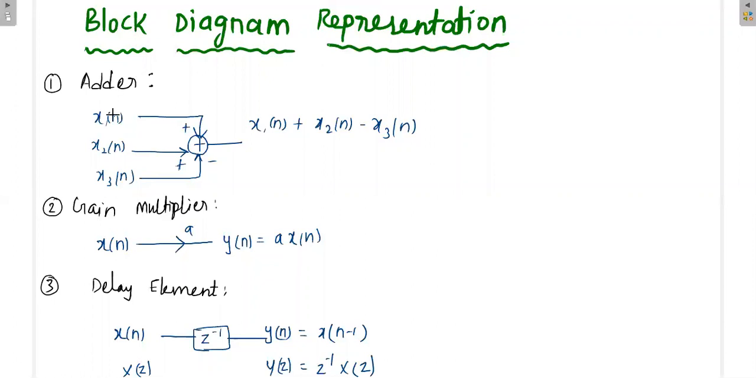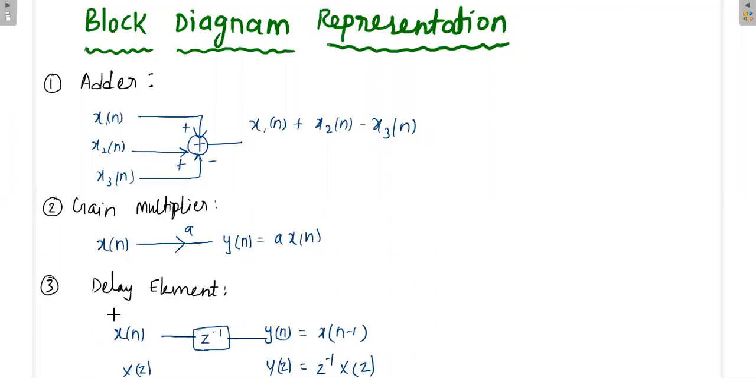First, adder. Suppose you have more than one signal, input signal or output signal, that can be added with the adder. We can also do subtraction using that. So wherever a minus sign is necessary, we can put a minus sign. If we need an adding operation, we can put the positive sign. The next, gain multiplier, that means the input is multiplied by a factor of a. The value of a could be anything, that means it can be greater than 1 or less than 1.